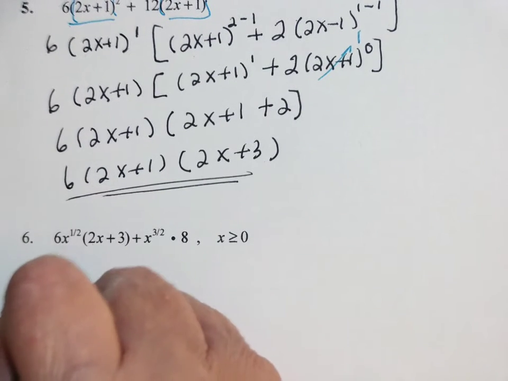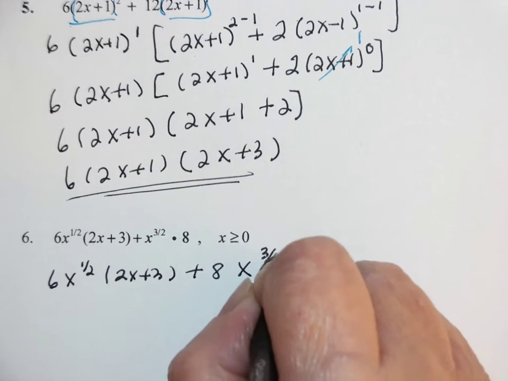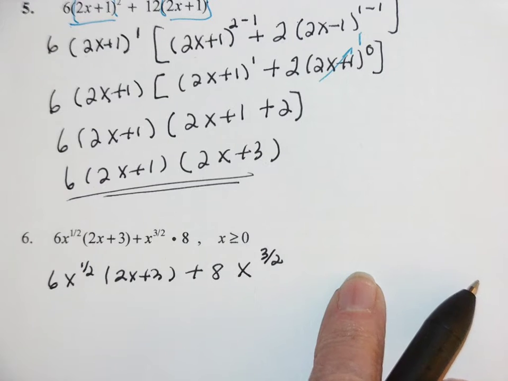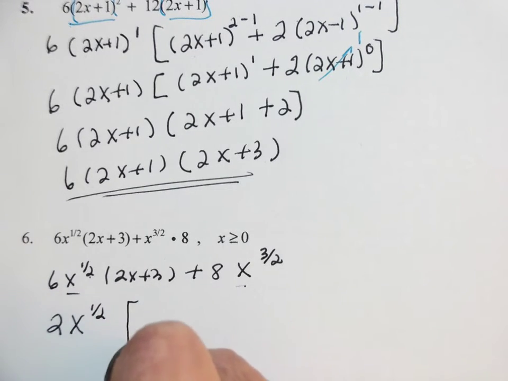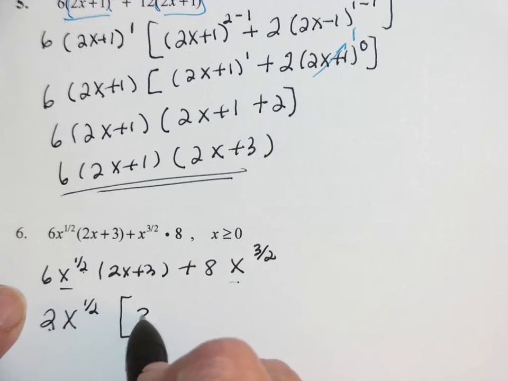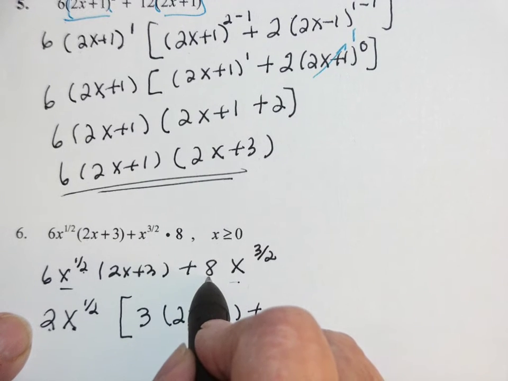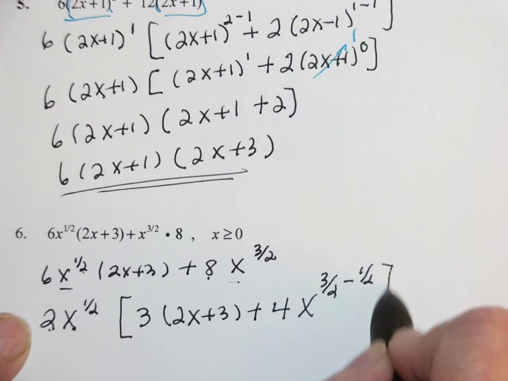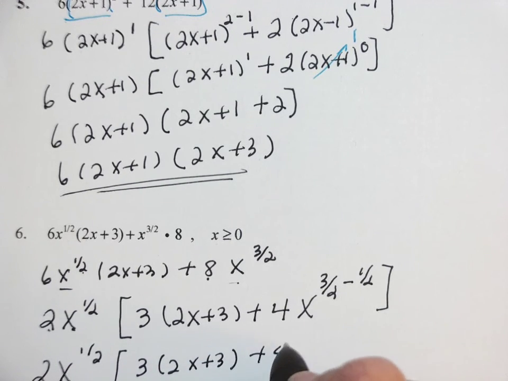Now I would rearrange this just a little bit. 6x to the 1/2, 2x plus 3, bring the 8 in, because once we start derivatives, things get a little bit messy. So there's no 2x plus 3 here. So the greatest common factor is a 2. They both have x's, and the smallest power is 1/2. So I'm taking a 2 from the 6. I'm taking the x to the 1/2. That leaves me with a 2x plus 3 plus. I'm taking a 2 from the 8, leaving me with a 4. X to the 3/2 minus 1/2, which 2x to the 1/2 times 3 times 2x plus 3 plus 4.